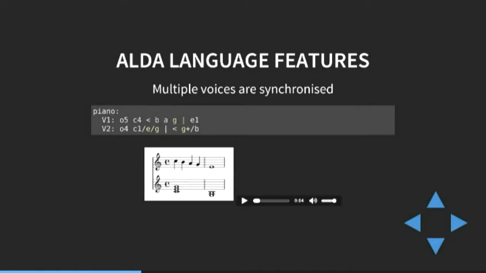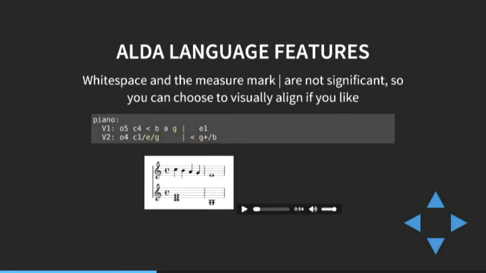If we declare in a score that we've got multiple voices with the same instrument, it will play them simultaneously. That's straightforward. And it's a little bit difficult to read those 2 voices and see exactly where they're lining up and what's going on there. So we can stick white space in arbitrarily just to make things line up for us.